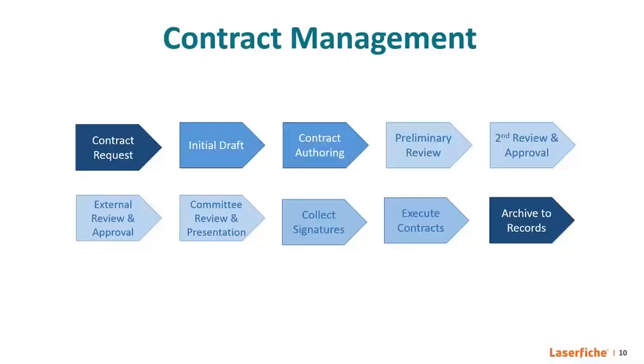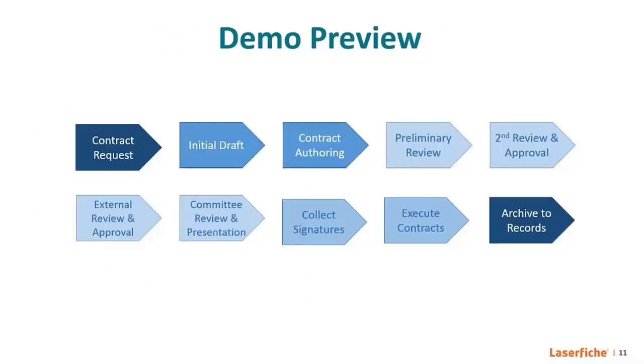Now, before I go into the demo, I wanted to give you a preview of the entire process that I will go through. We will start with an internal contract request that an employee will fill out, and this contract request will then go to the legal department, who will then do the initial drafting and authoring of the contract. And after they are done with it, it will be sent out for a string of reviews and approvals, both internal and external. And then towards the end, we will be collecting signatures, and then we will be able to execute the contract and archive it.